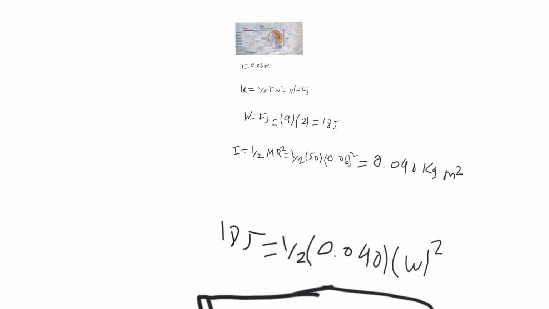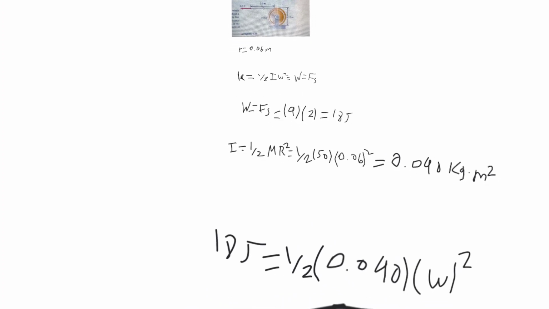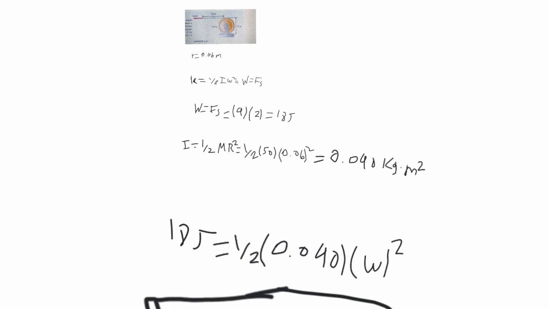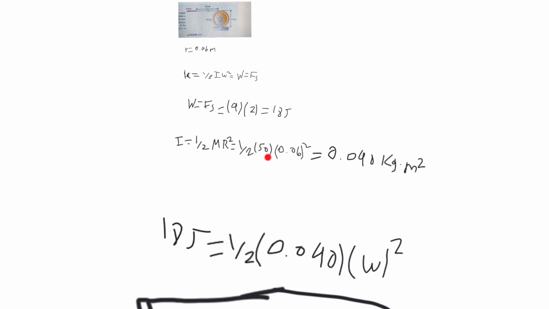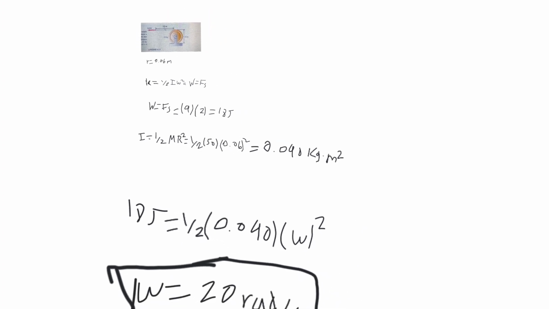And now to find the moment of inertia, which is what's needed here, we know that the moment of inertia is equal to half times the mass times the radius squared. So half times 50 kilograms times the radius 0.06 squared gives us 0.090 kilograms meter squared. That's going to be our moment of inertia.